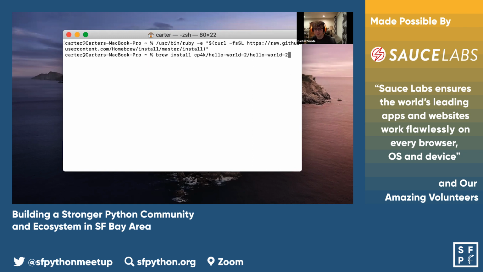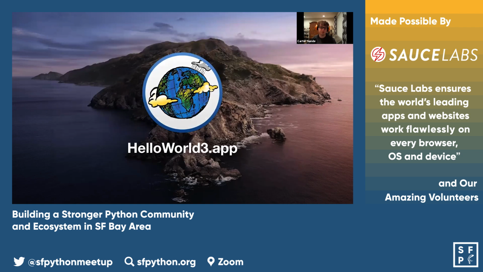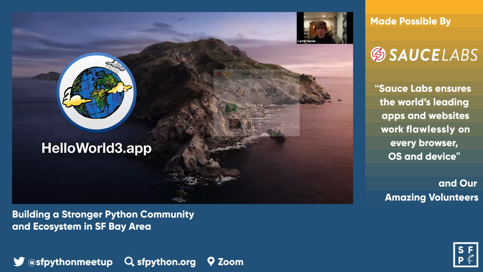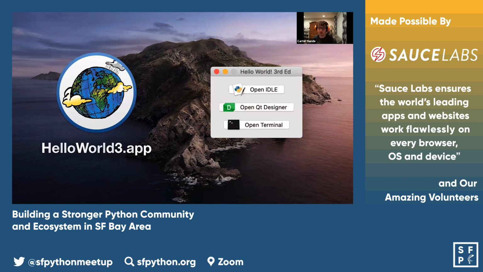So for the third edition, I decided to roll up my sleeves and do what will definitely be the best and final solution to the installing Python on macOS for kids problem, Hello World 3.app. This is a single self-contained app bundle. You can drag and drop it to anywhere on your file system, even like a flash drive. You don't even have to be an administrator. You open it up and you get a little window with buttons to open idle, Qt Designer, and Terminal.